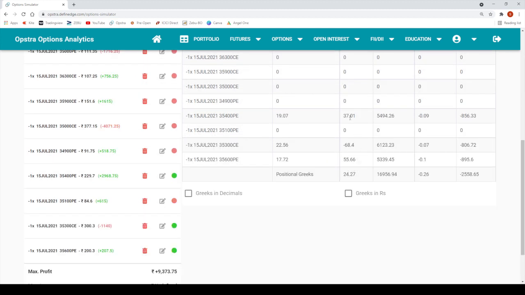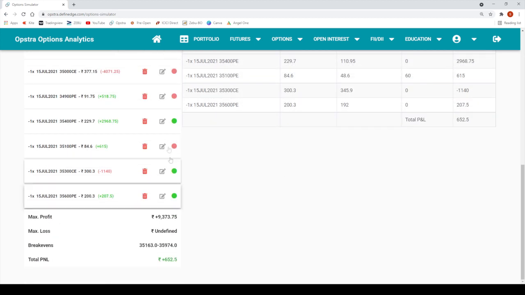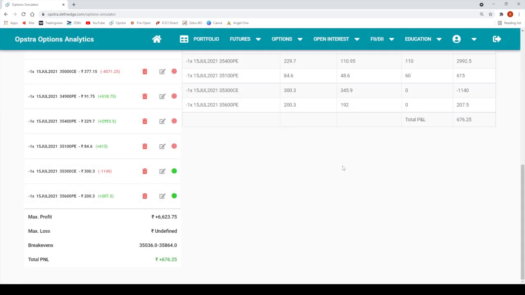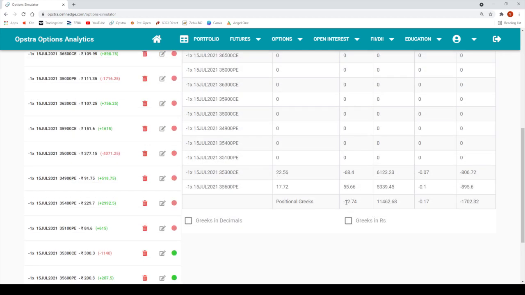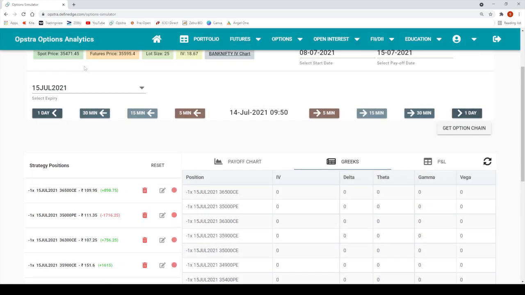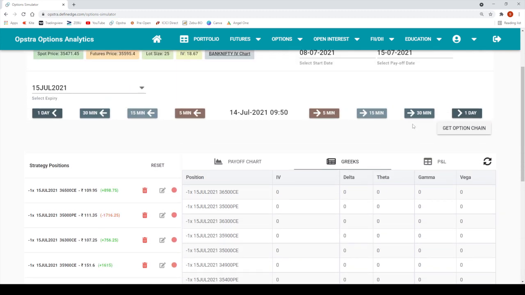So we are going to do some adjustments. That is, market is coming down. So I am going to close 35,400 put. So 35,400 put trading around 110. We'll see the Greeks now. Okay, it is only -12. So we will go forward. 471. Okay, delta managed. 487.